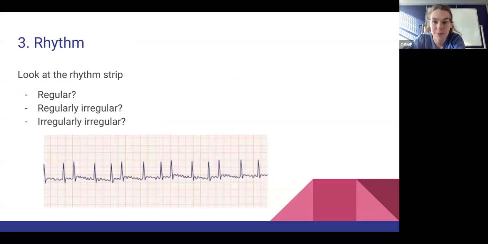You're going to look at the rhythm strip next, and you're going to say what rhythm it is. So whether it's regular or these horrible tongue twisters that get even worse when you're nervous, regularly irregular or irregularly irregular. That should be really easy to see from the rhythm. If it just looks all over the place, it's probably irregularly irregular. There's only 1 or 2 times where it would be the middle one, and we'll get into that now.